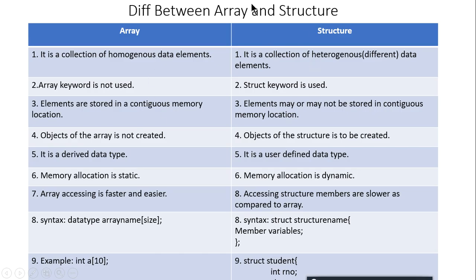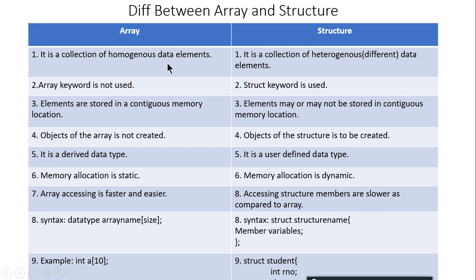Now, in theoretical exams for BCA, BSCIT, BTech, PGDCA, MCA students, a 2 marks question or 5 marks question can come related to the difference between the array and structure. So I have written this here. So let's study this. Array is a collection of homogeneous data elements, like same data type, whereas structure is a collection of heterogeneous data elements.